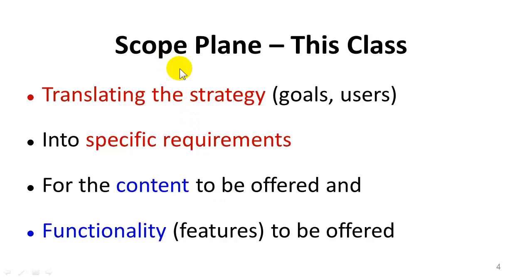So at the scope plane, which is this class, we actually take those goals and those users and we translate that information from the strategy. And we translate it into some specific requirements. We determine what the content needs to be and what the functionality or features need to be based on the goals and who the users are.